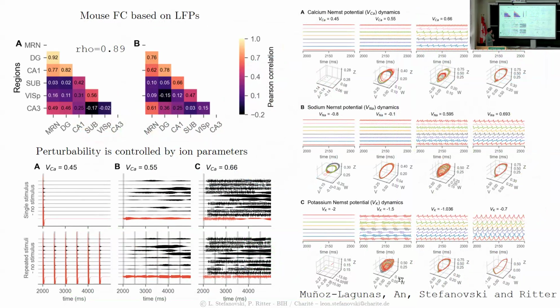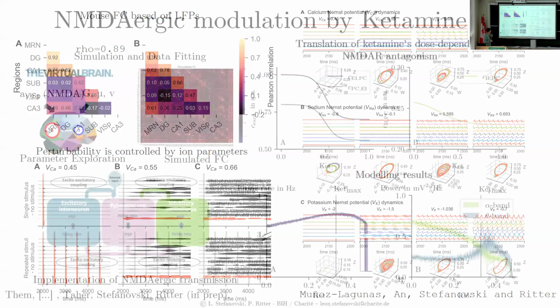And interestingly, we also showed that this model reacts to stimulation, and the perturbability, so how strong it reacts to stimulation, can also be moderated by the calcium Nernst potential, allowing building a framework to explore how stimulation tasks might differ depending on, for example, channel mutations.